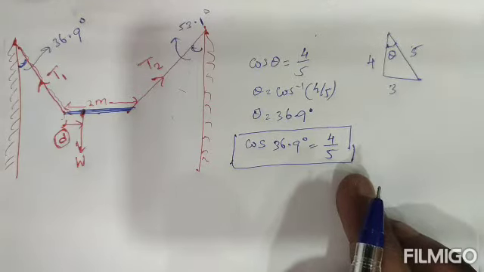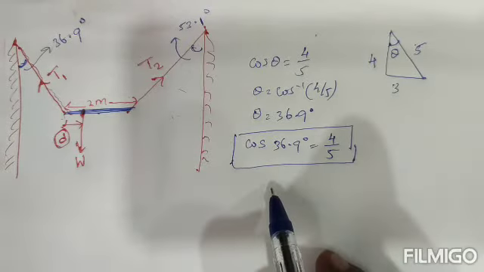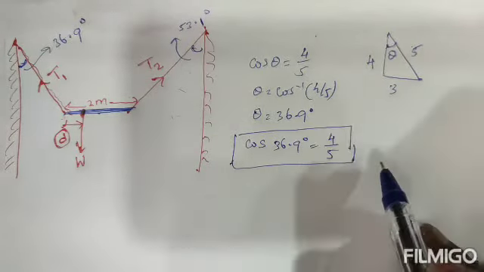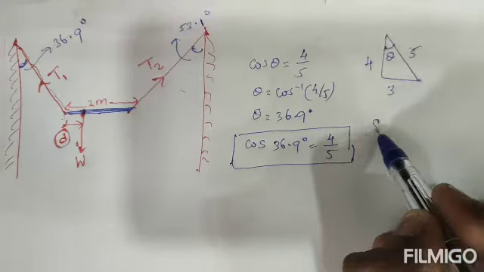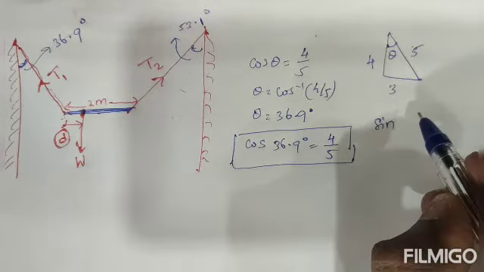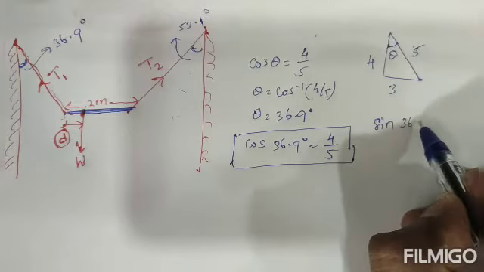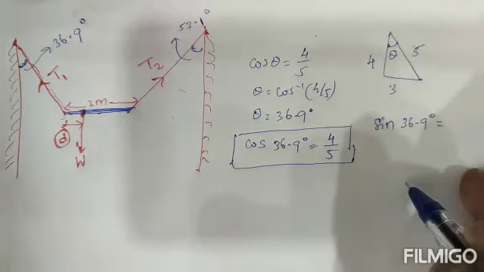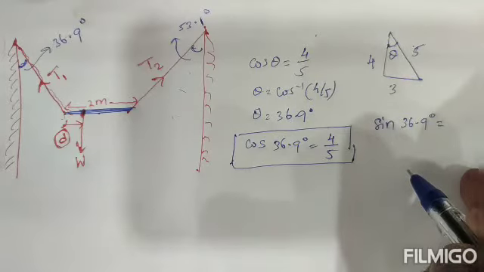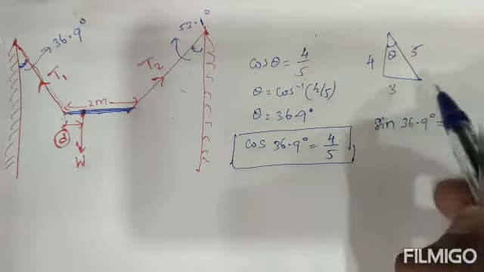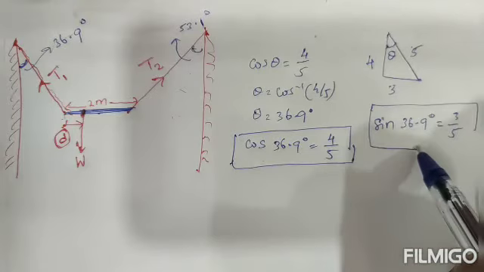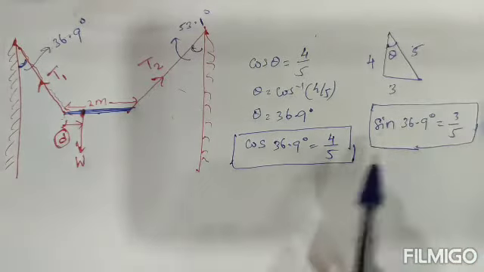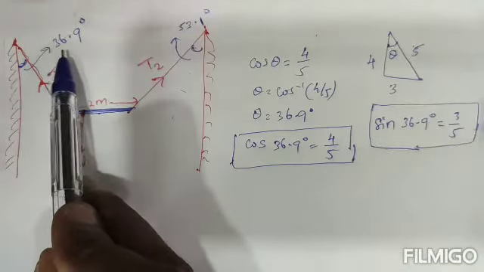Okay, so like that, what about sin theta? Based on the same diagram, we can write sin 36.9 degree. Sin theta, you know, is opposite divided by hypotenuse, here opposite is 3, so 3 by 5. Okay, so please follow the sin value and cos value. This is one idea especially for 36.9 degree. What about the sin value, what about the cos value?